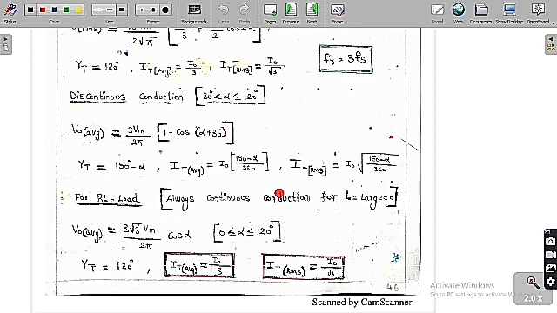So finally I can say that for RL load, continuous conduction mode is always possible for alpha from 0 to 150 degree. Whereas for R load, for alpha greater than 30 degree, discontinuous conduction mode is possible only for R load.